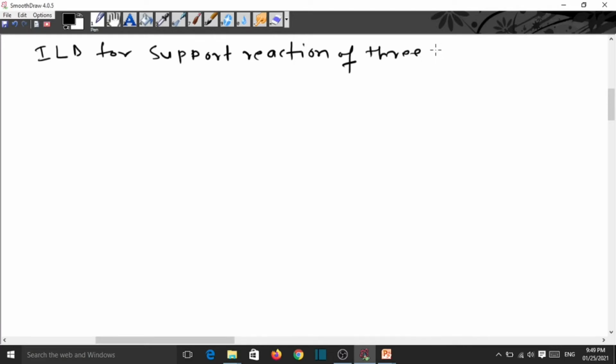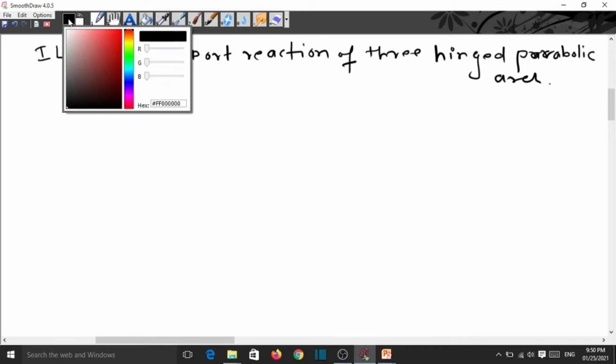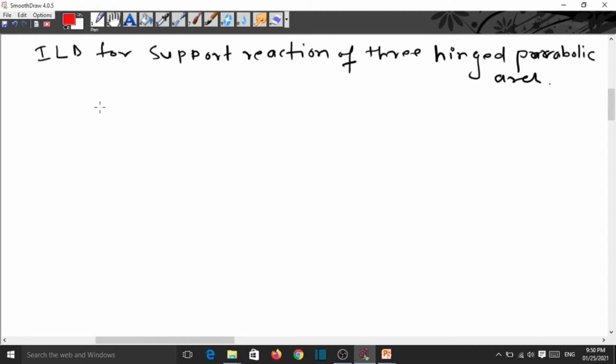Now here, ILD for support reaction of arch, or three-hinged parabolic arch. Now which are the support reactions?